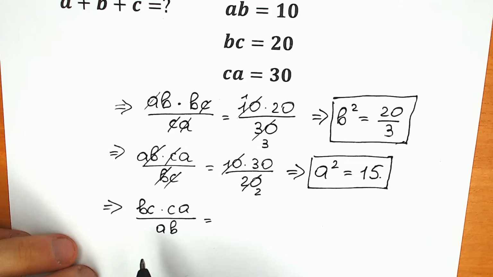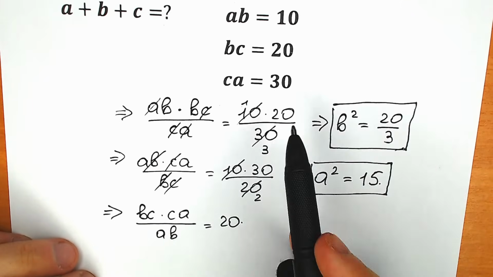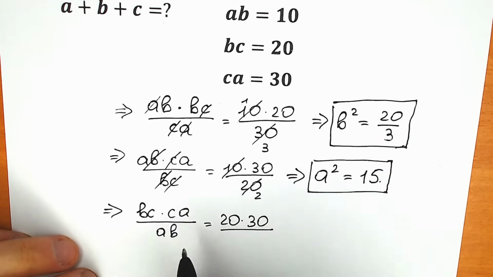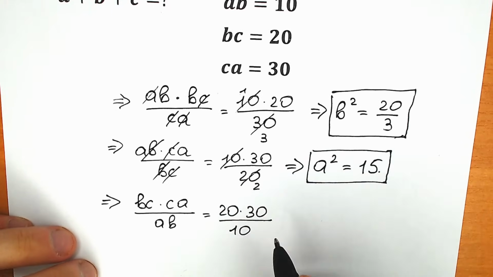BC equals 20 from the beginning, 20 times CA equals 30, so 20 times 30, and we divide it by AB. AB equals 10 from the beginning. So we have 10, and as a result, 20 we can easily cancel with 10. So we have 2 times 30, which is 60.